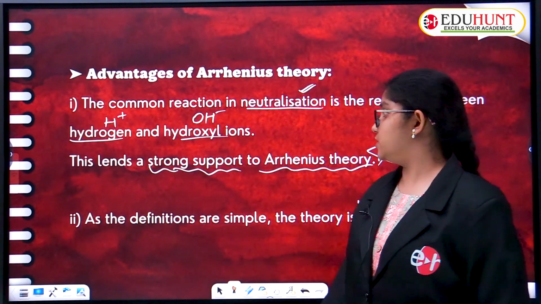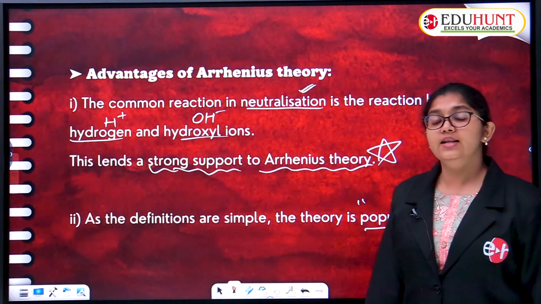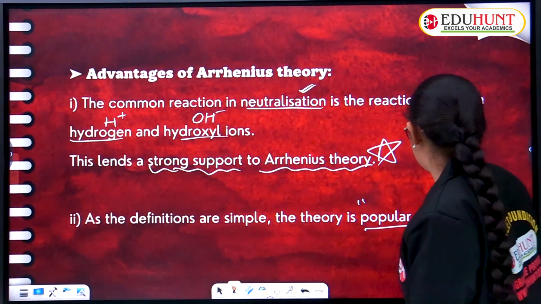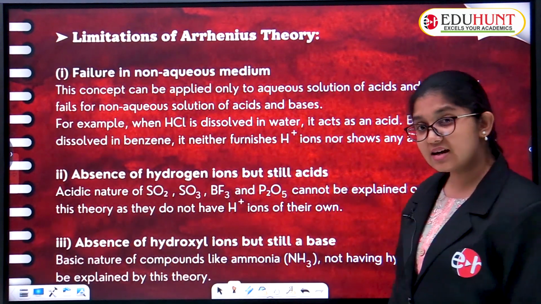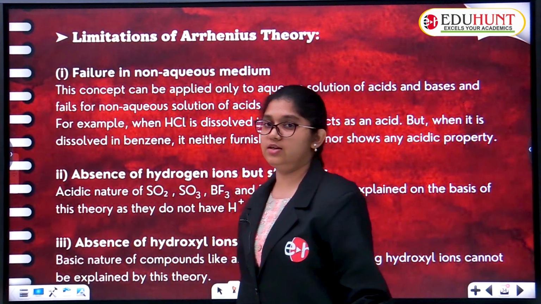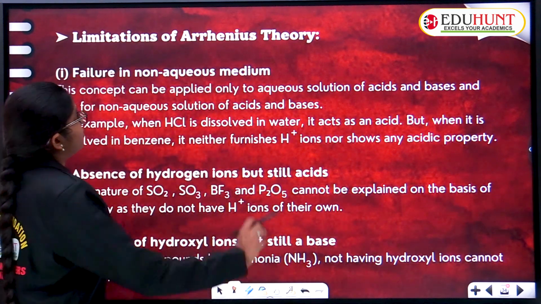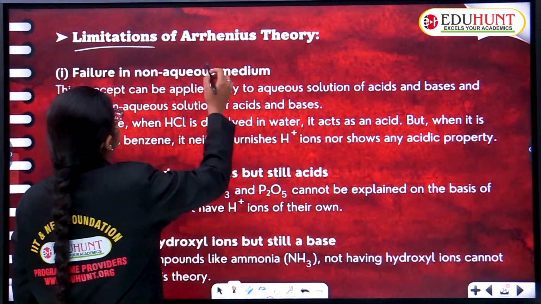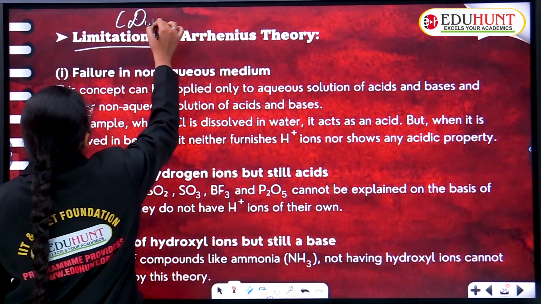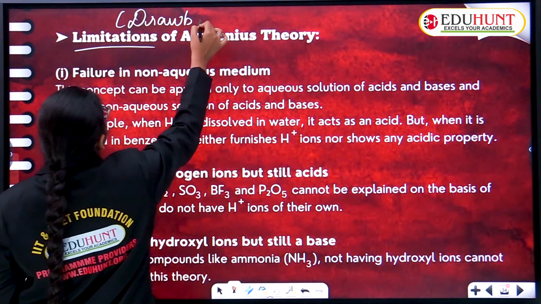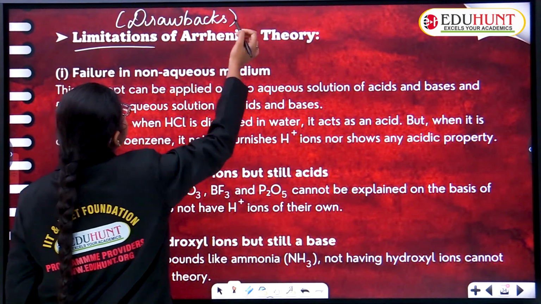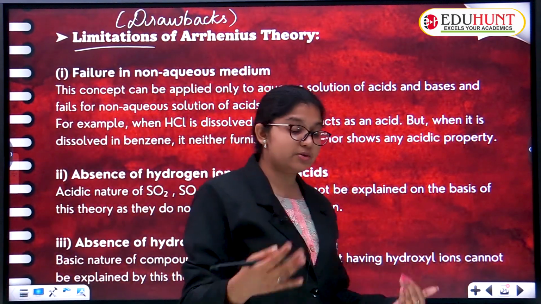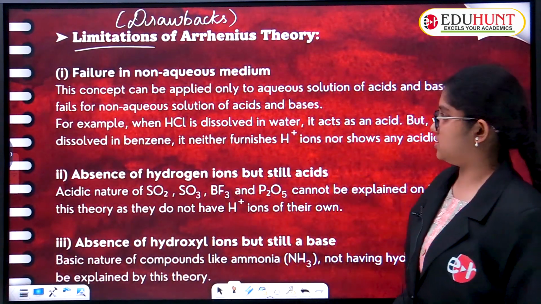Okay, this is all about that, and let's move to the limitations of Arrhenius theory. So where are the drawbacks of Arrhenius theory? Limitations are also known as drawbacks. So there are some disadvantages, we can say drawbacks or limitations, regarding Arrhenius theory. We'll see what that is.